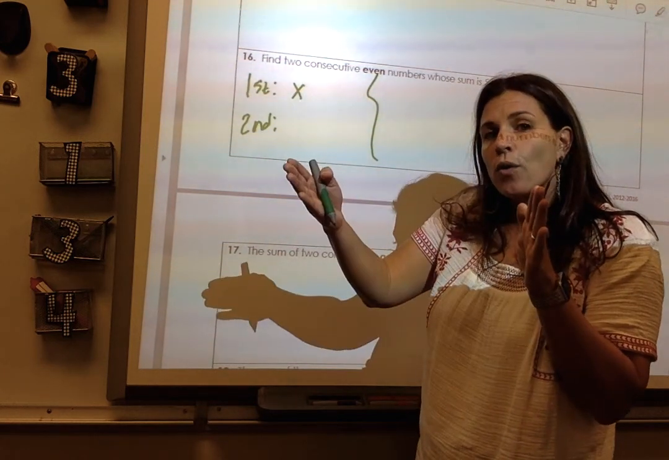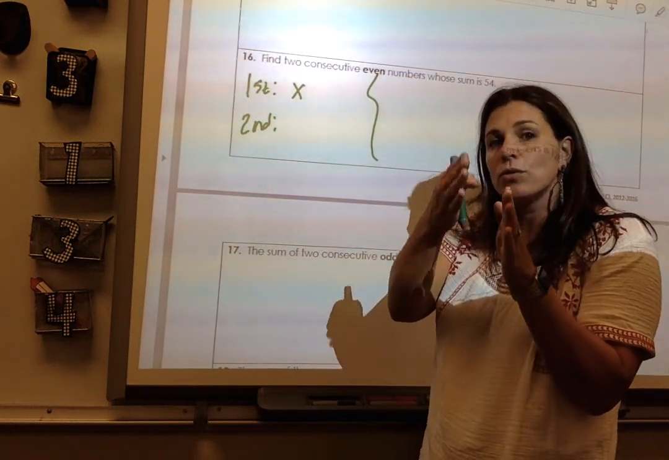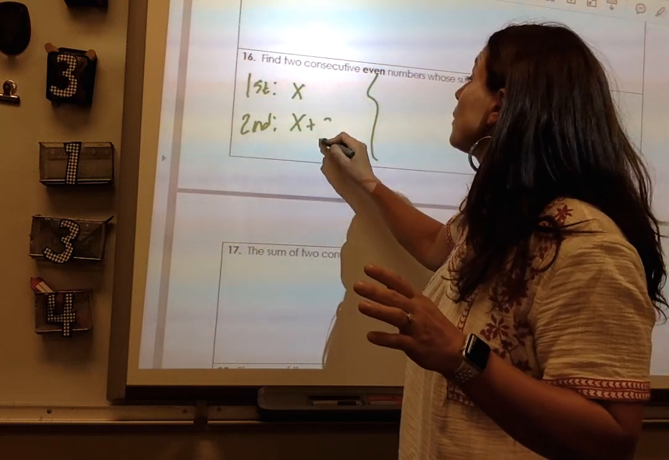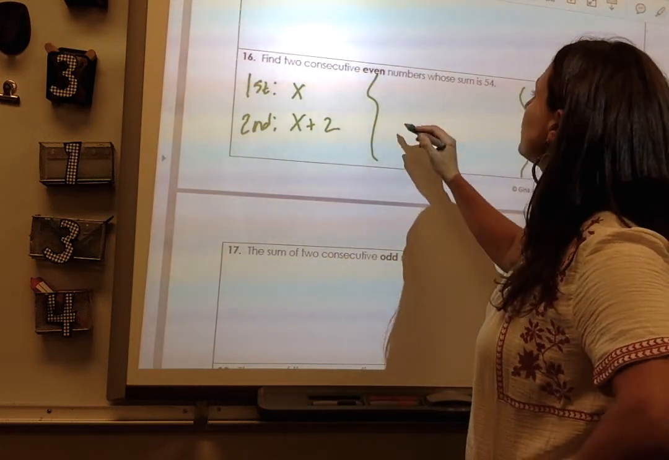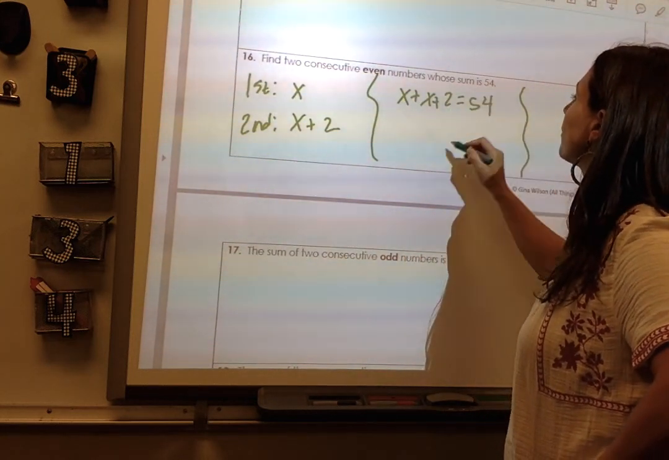If it goes from 2 to 4, to go from 2 to 4, it's plus 2, right? Your 1 is 2, 2 plus 2 is 4. Okay, so my second one is going to be x plus 2 because it's even. And now the sum's 54, so it's going to be x plus x plus 2 equals 54.